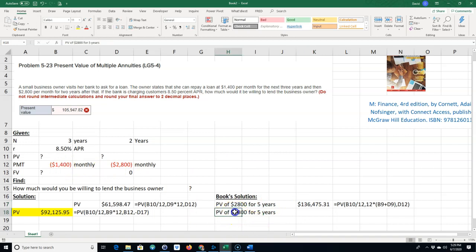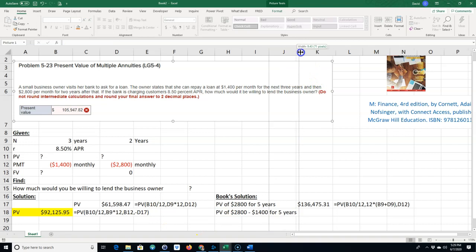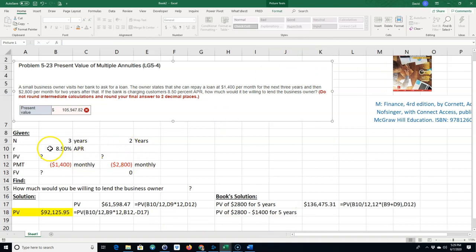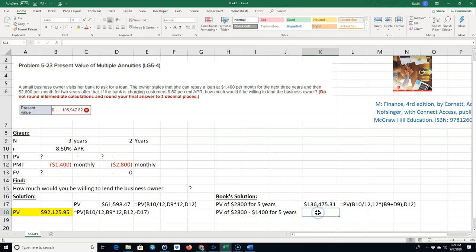Okay, so I want the present value of $2,800 minus $1,400 for 5 years, right? Because I have to get rid of this. I took $2,800 all the way back, but really I have to take off whatever is excess of $1,400. This will make sense in a second. This is elegant, we got to kind of think about it. So let me go ahead and do it.